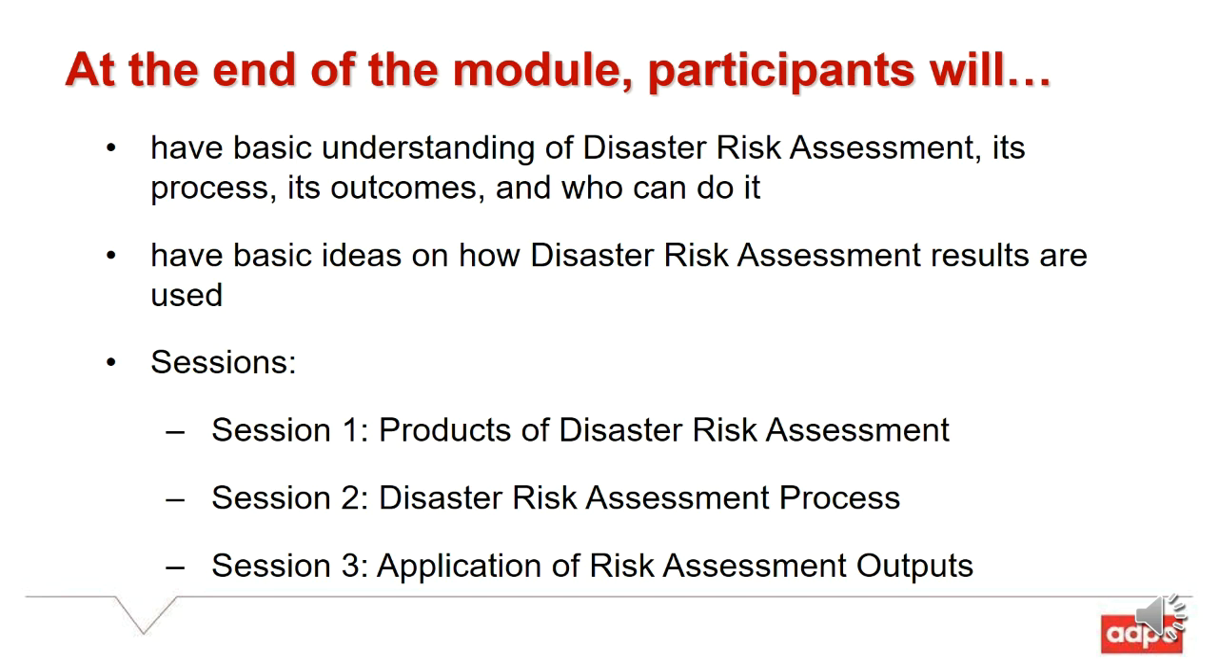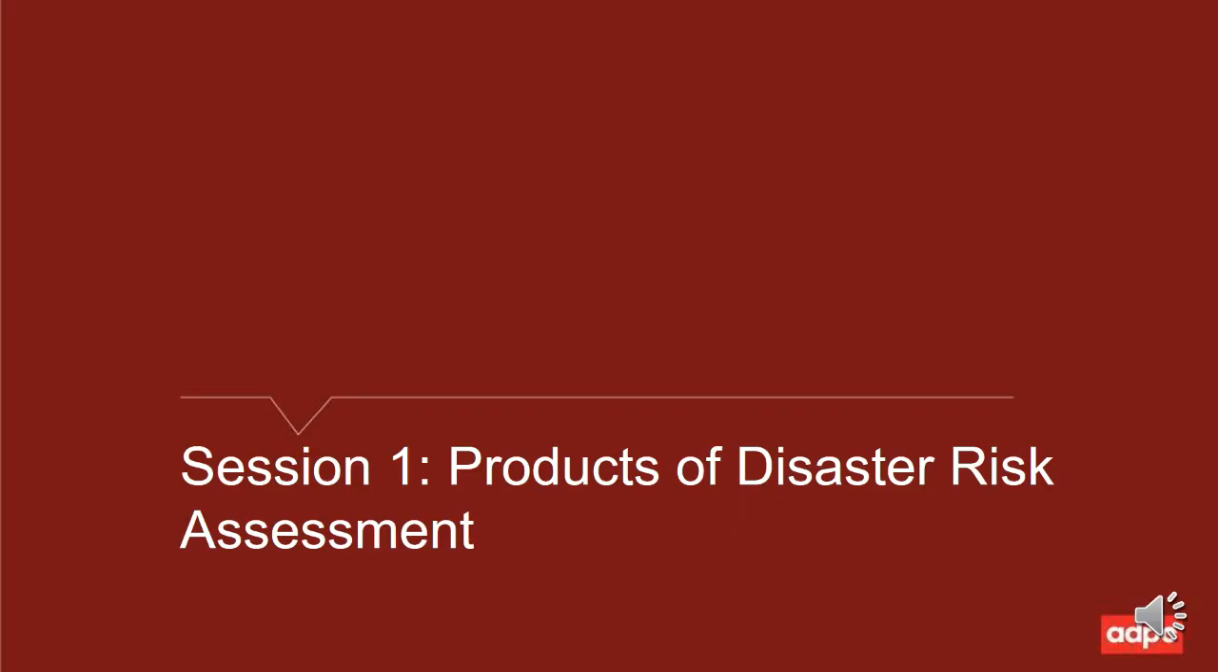At the end of the module, participants will have a basic understanding of disaster risk assessment, its process, its outcomes, and also who can do it. Participants will have basic ideas on how disaster risk assessment results are being used. We'll have 3 sessions: session 1, products of disaster risk assessment; session 2, disaster risk assessment process; and finally, application of risk assessment outputs. So starting with session 1, products of disaster risk assessment.